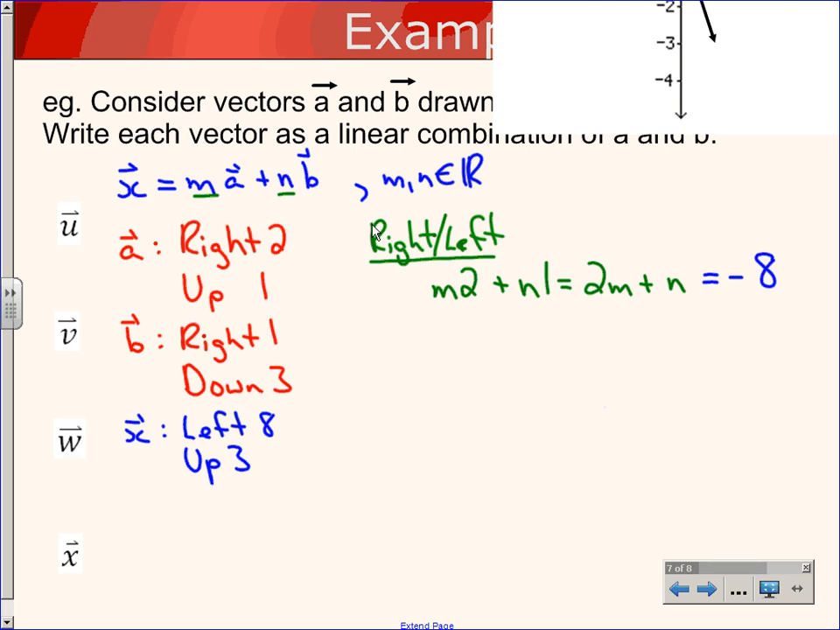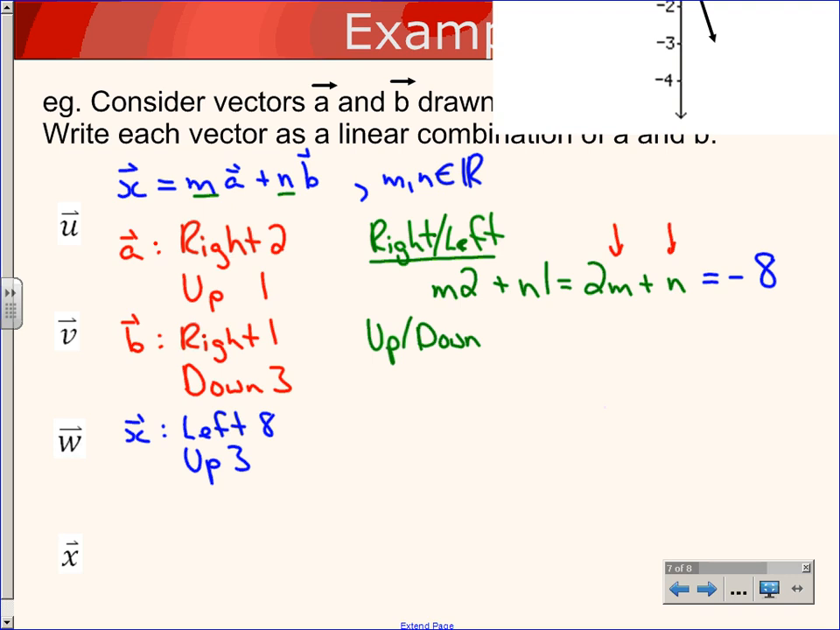So remember what we're saying there is we're going m times 2 to the right, and we're going n times 1 to the right. We have to end up with minus 8 in the end. So certainly either m or n better be negative, because we're going to have to get a negative answer at the end. Same trick for the up and down.